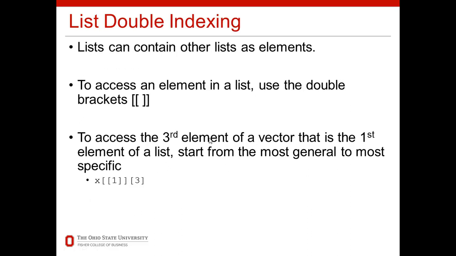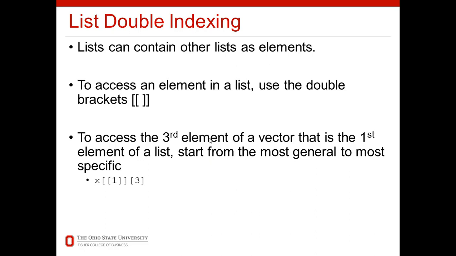For lists, we can also do some things known as double indexing. Lists can contain other lists as elements or vectors as elements as well. If I want to access an element of a list, I still use that double bracketing. But what if I want to access an element that's an element in the list, kind of a double layer? So the example I have here is, what if I have a vector that is the first element of my list? That first element of my list is an entire vector. And I specifically want the third element of that list.